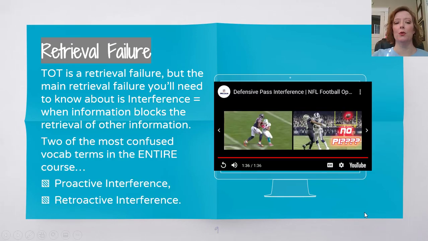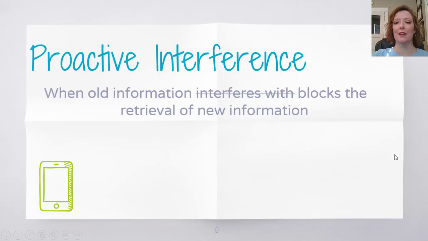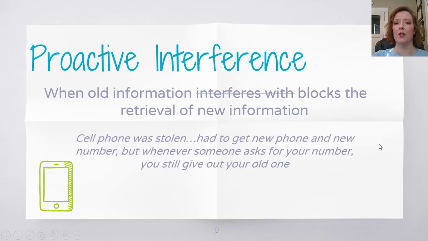Two of the most confused vocabulary terms in the entire course are proactive interference and retroactive interference. So let's talk about each. Proactive interference. This is when old information blocks the retrieval of new information. So let's say, for example, your cell phone was stolen, you had to get a new phone and a new number, but whenever someone asks you for your number, you still give out your old one.